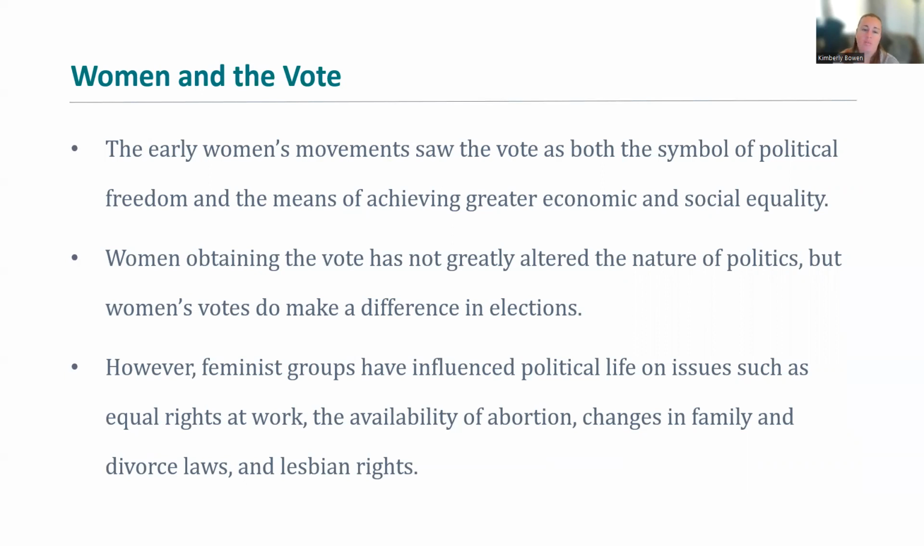The early women's movement saw the vote as both a symbol of political freedom and a means of achieving greater economic and social equality. If you have more women or you have more of any group, whatever that group is that's vying for their vote, to be able to be part of the political process, you're more likely to have the political needs met of that particular group.